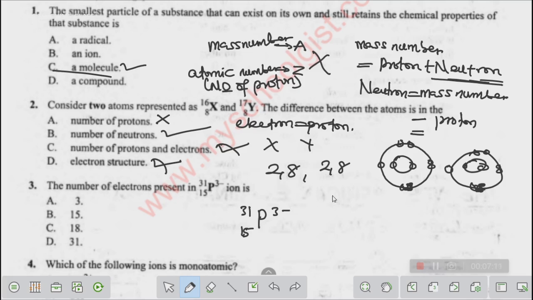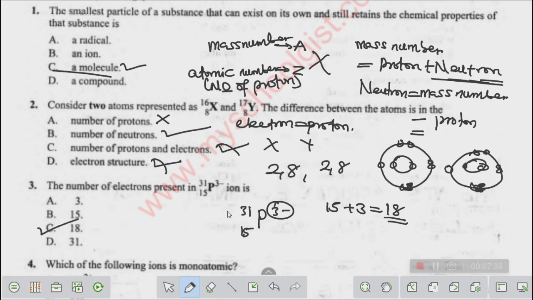You will now add the 15 to the charge that it carries, so it will be plus 3. Don't say that because it is minus, you now go and say minus 3. That's wrong. So it will now be 18. So the number of electrons present in this element is 18. So that's just it.